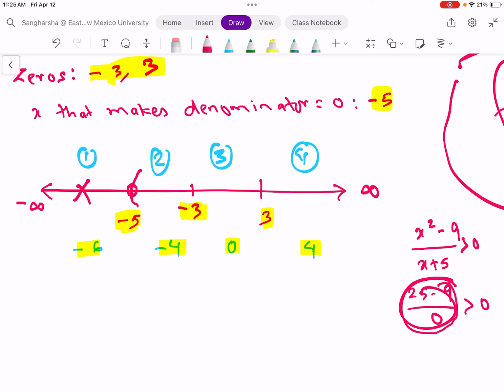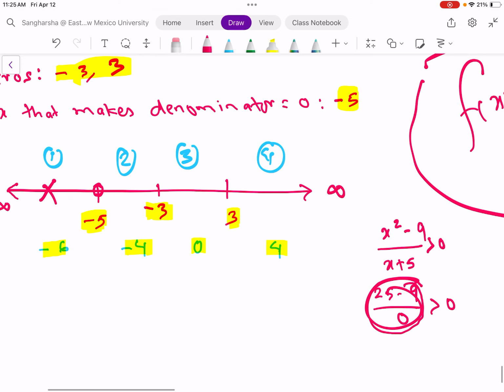Okay, now let's check with -4. Is -4 a solution for this inequality or not? So you substitute here. -4 squared is 16 minus 9, over -4 plus 5, which is +1, greater than 0. 16 minus 9 is 7. 7 divided by 1 is 7, greater than 0. That's true, right? It means -4 is a solution. So our interval 2 is a solution.